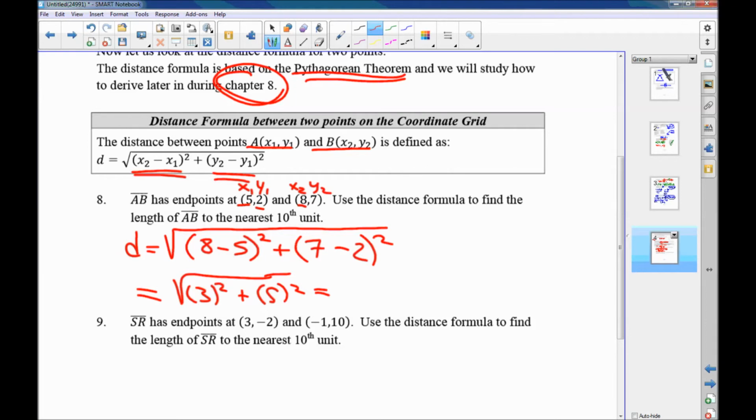So this will become the square root of 9 plus 25. And 9 plus 25 is 34, so the square root of 34. Now this is the exact distance. So if I said find the exact distance, this is what you'd write, square root of 34. Remember, the square root of 34 is an irrational number, but we were asked to round that number to the nearest tenth. So this is going to be about 5.8.